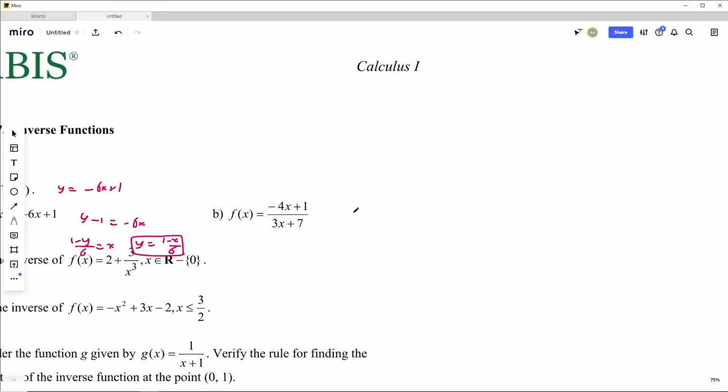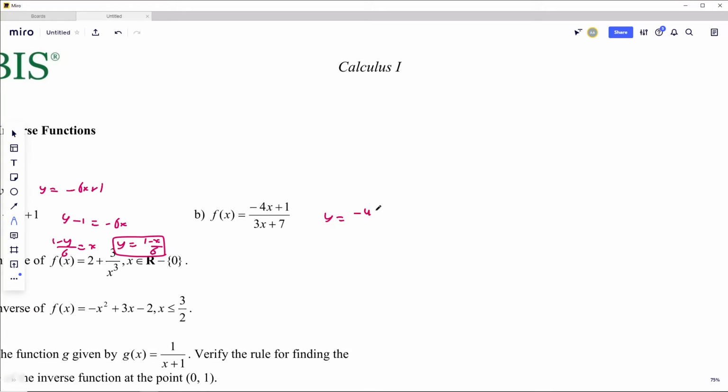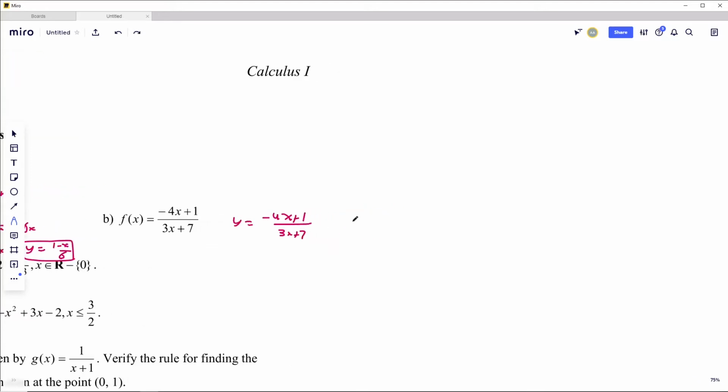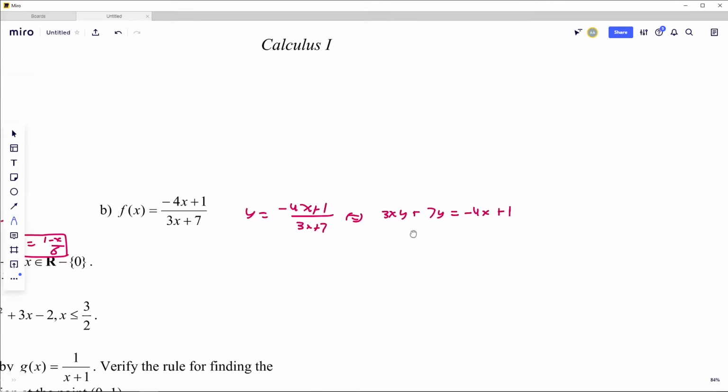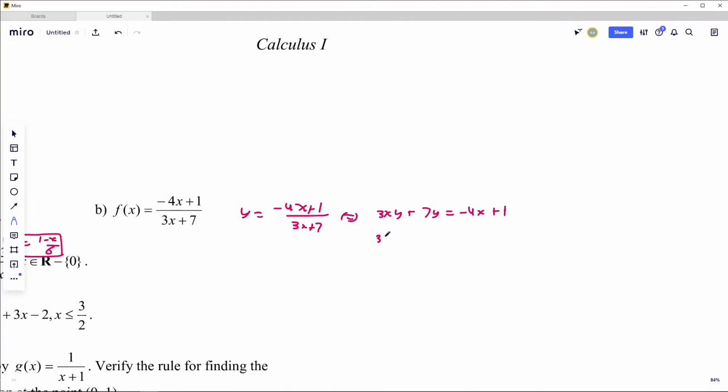And for b, again, let's write it out: y equals minus 4x plus 1 over 3x plus 7. And then multiply. You can either interchange or, they're all the same. So y times, let's write it out immediately, 3xy plus 7y equals minus 4x plus 1, if you want to do it by order, and we're solving for x again, right? We're solving for x. So we want to group the x's together, so 3xy minus 4.